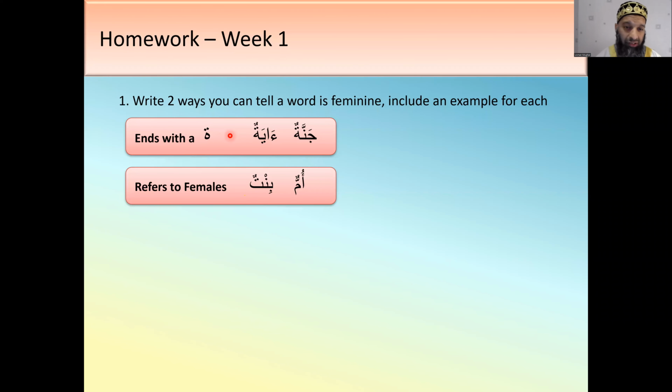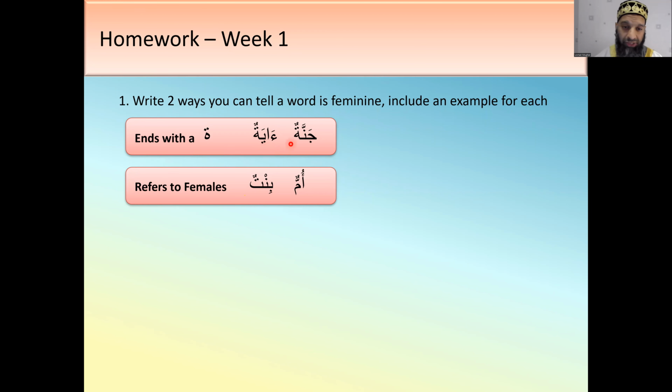The first way you can tell, and it's the most obvious, the predominant way, is that most feminine words are going to be in this top category here. Any word that ends with a ta marbuta, remember the ta that is tied up into a circle, is an indication that the word is feminine. So ayatun, the ta marbuta, when it's joined to the previous letter, looks like this. Ayatun, jannatun. When it's not attached to the previous letter, it looks like this one here. It's the same thing. So jannatun is feminine because it ends in a ta marbuta, and ayatun is feminine because it ends in a ta marbuta. So that's the first way.